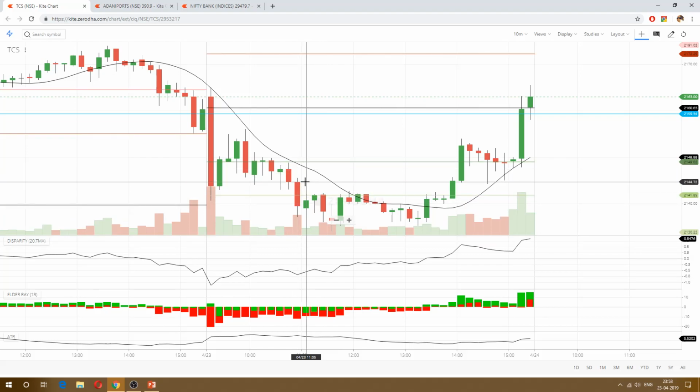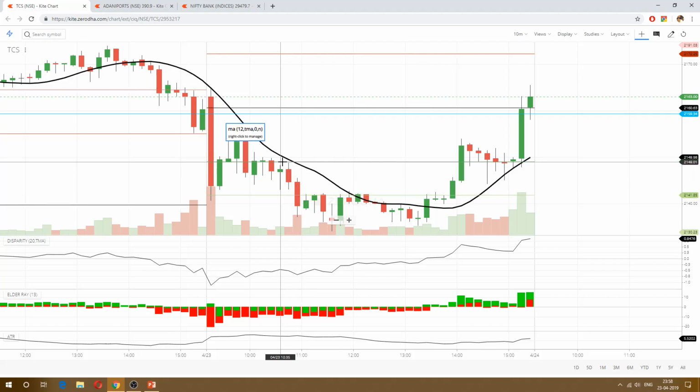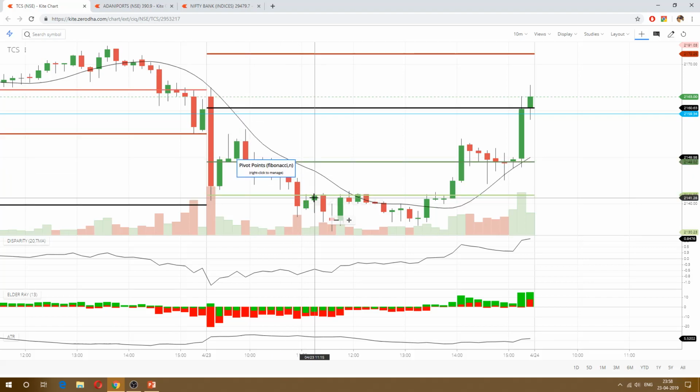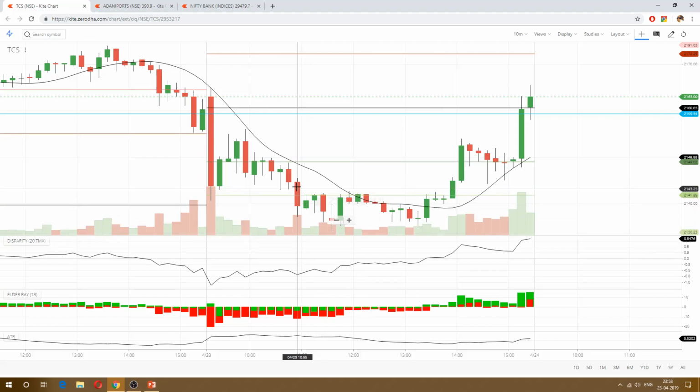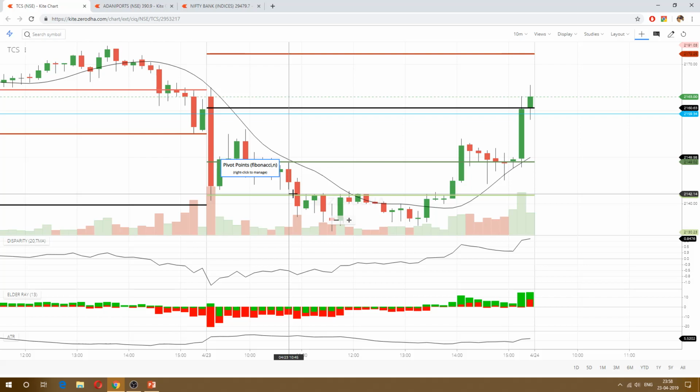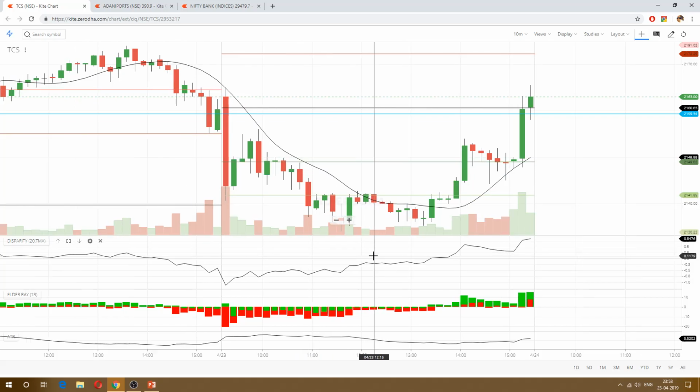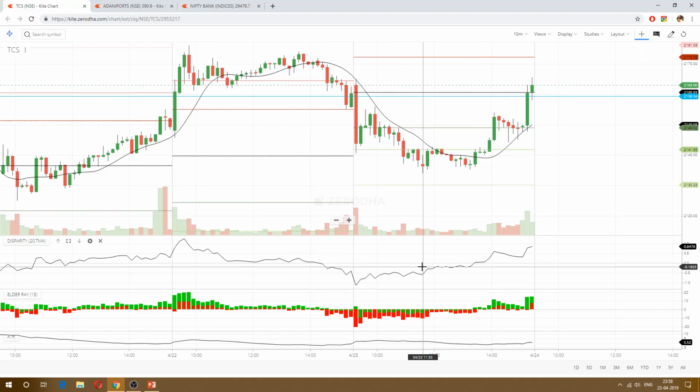Since the pivot lines are too close on today's chart, the target is not very big, but it was decent, like a 7 rupees trade. Okay, now let's go ahead and see how to spot this reversal, like how to anticipate it.